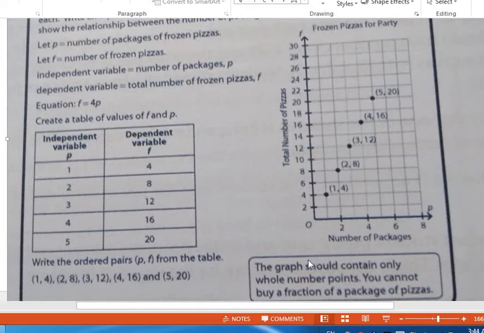The graph should contain only whole number points. You cannot buy a fraction of a package of pizzas. It's obvious, very clear. You can't buy a half of the package. No, it's fixed. A whole number.